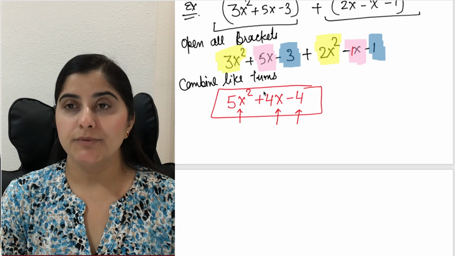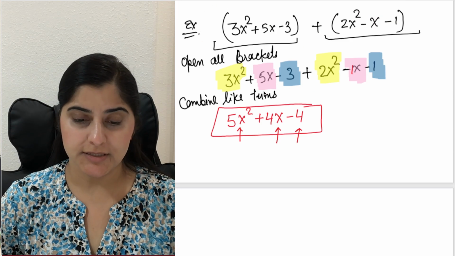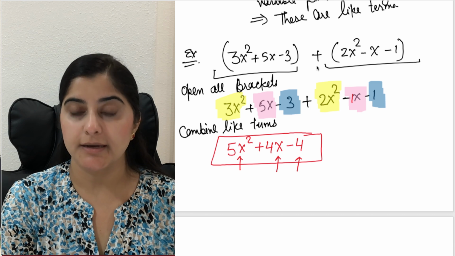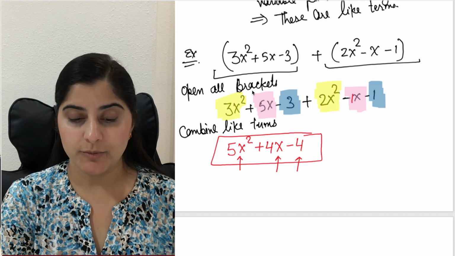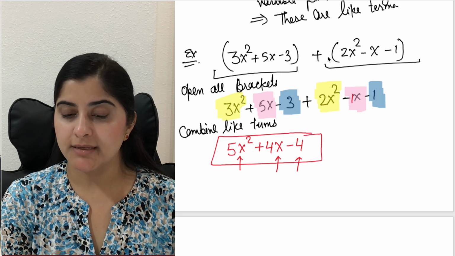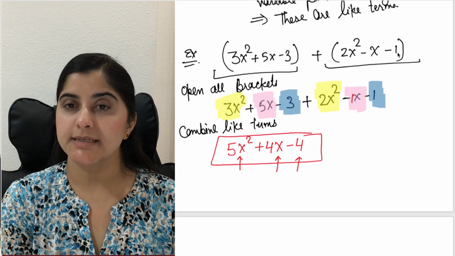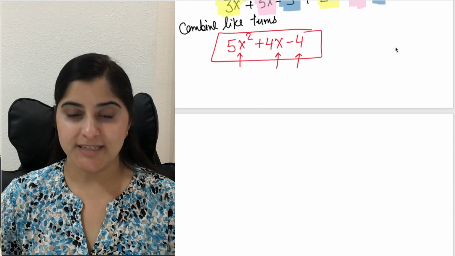Similarly, we will find the subtraction of two polynomials. The only difference will be the sign here. The sign in the middle will be a negative sign, and when you open the bracket, remember that if there is a minus sign, the minus sign will distribute everywhere inside the bracket. That is the only difference. So let's do one example.